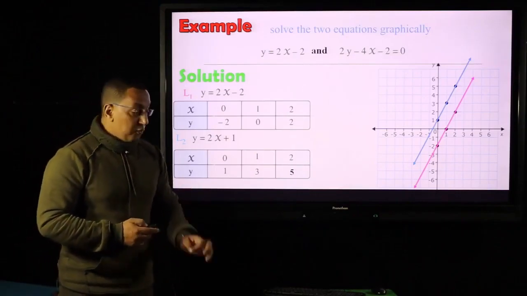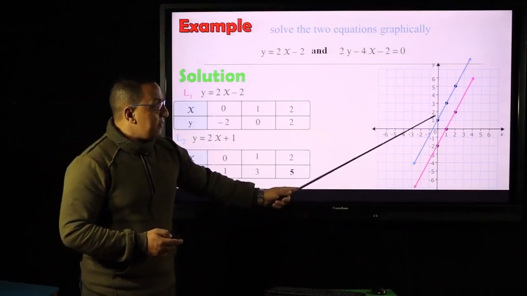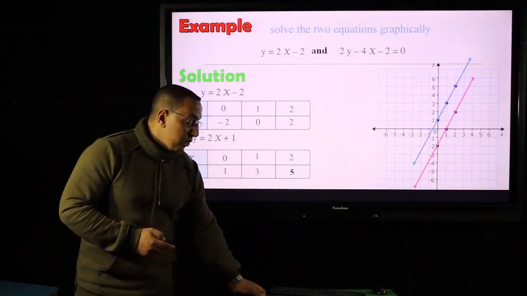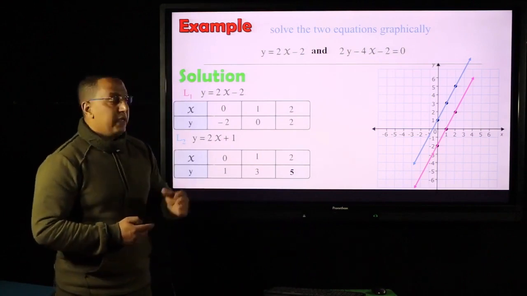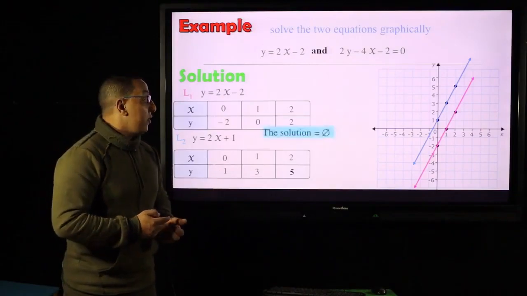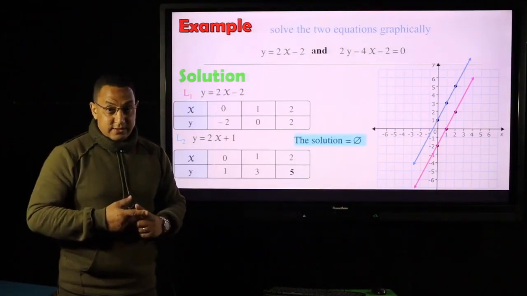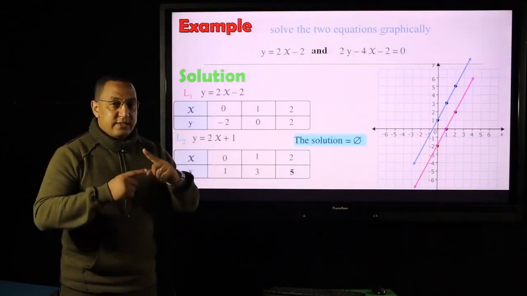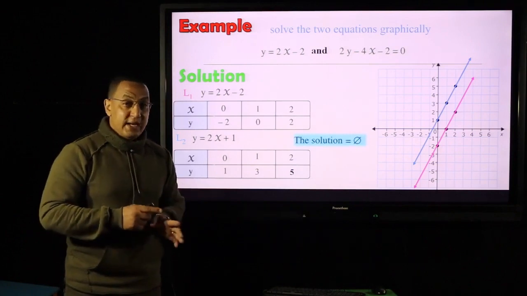Now, by looking carefully, there isn't any intersection between the 2 straight lines. I now have 2 parallel lines. Then there isn't any solution for these 2 equations. Then the solution set of these equations is phi. Okay, so if the 2 straight lines intersect, then the solution is the intersection point. And if the 2 straight lines are parallel, then the solution set equals phi.